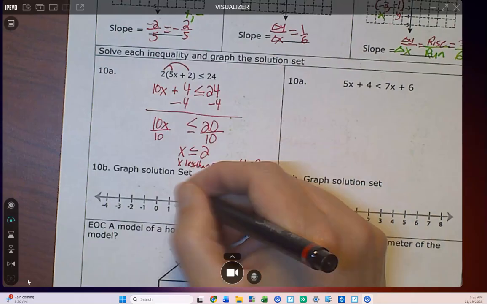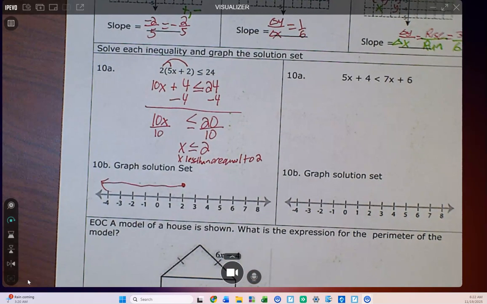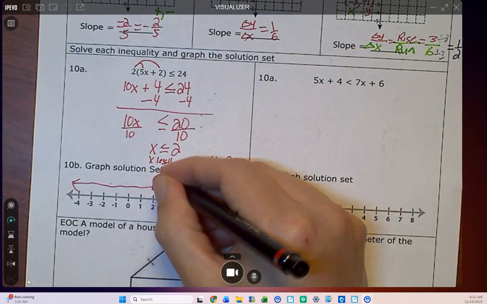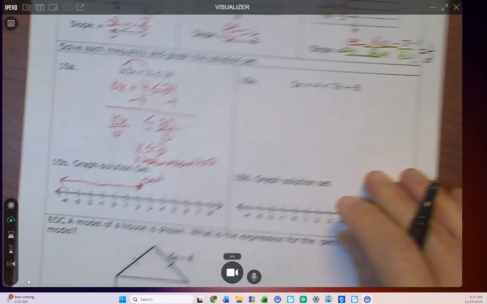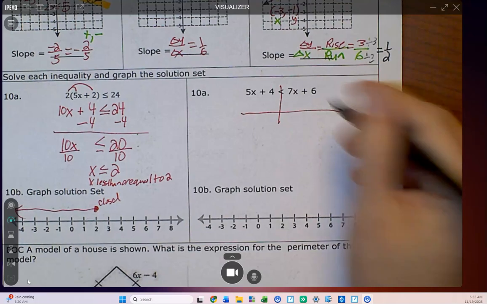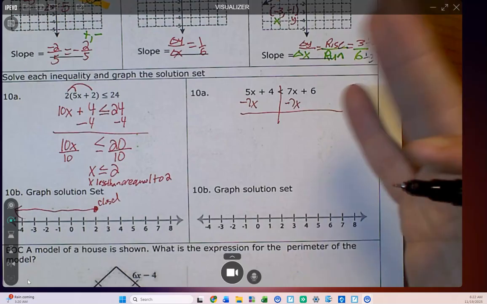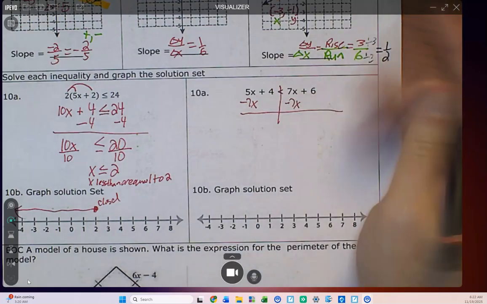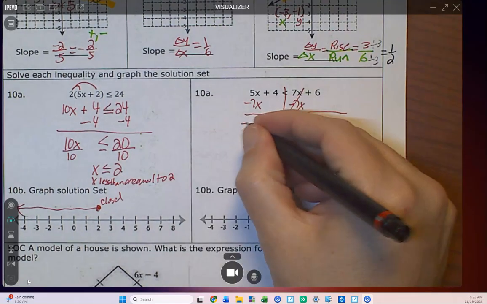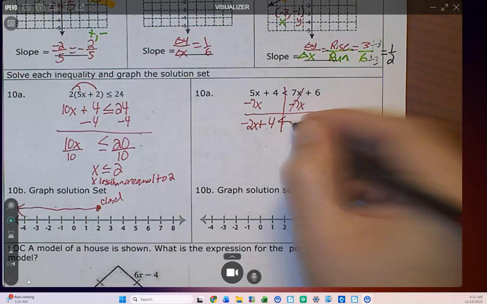Okay, closed circle, going left to where the numbers are smaller than 2, and it's a closed circle because it can actually be 2. Okay, I'm sure this one gave you a fit. I'm going to subtract 7x from both sides, because when variables are on both sides, you got to eliminate them from one side and relocate them to the other. So we get -2x plus 4 is less than 6.